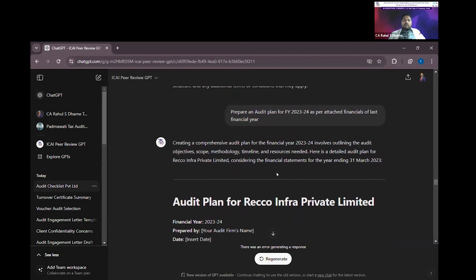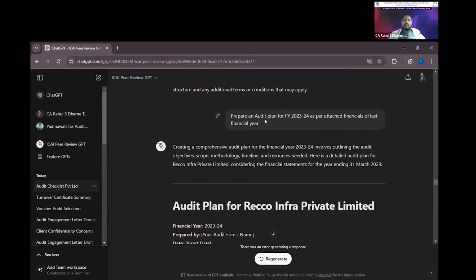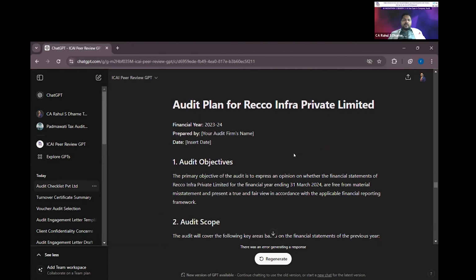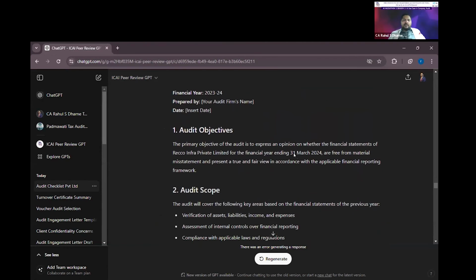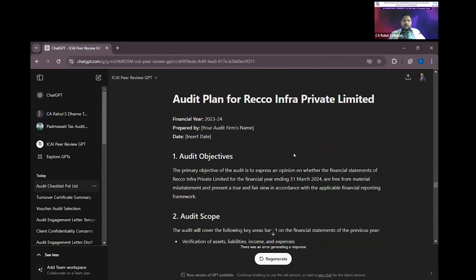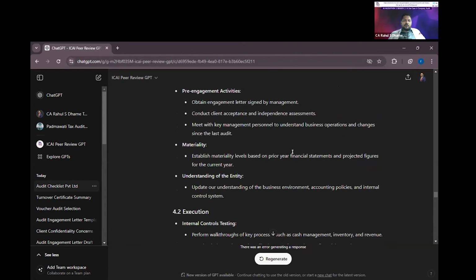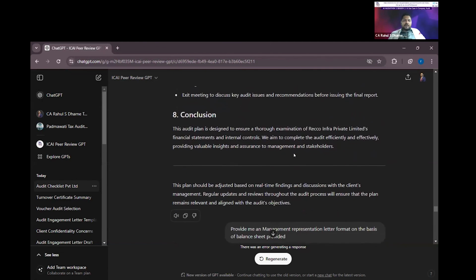Now moving to the last part, we can also have an audit plan with the help of ChatGPT. I have given a prompt to prepare an audit plan for 2023-24 as per the attached financials of last financial year. So with the help of financials of last financial year 22-23, we can plan for the next audit of financial year 23-24, and it has given us all the details required in an audit plan: audit objectives, audit scope, risk assessment, audit methodology, execution, audit timeline, audit resources, communication, and conclusion.